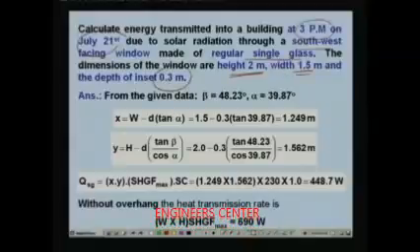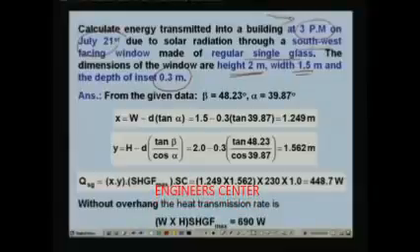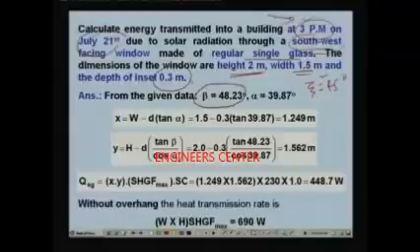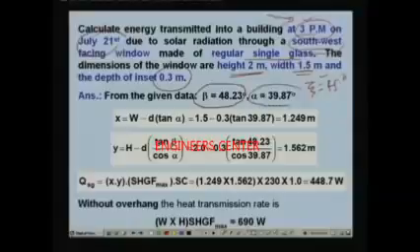Now from the given data, at 3 p.m. our hour angle is 45 degrees, on July 21st you can calculate the declination, and it is facing southwest, so your zeta is 45 degrees. From the hour angle, zeta and declination you can calculate the altitude angle, and if you do the calculation you will find that the altitude angle works out to be 48.23 degrees. Similarly, you can also calculate the surface solar azimuth angle which works out to be 39.8 degrees. So, this is the first step, you have to calculate these angles.